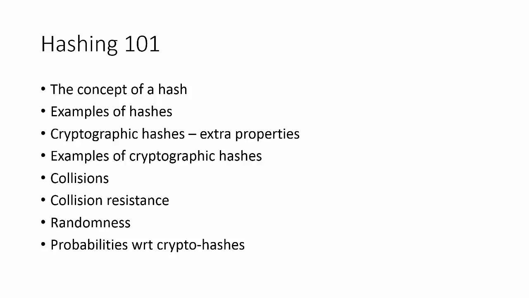Next we look at the concept of a collision in relation to hashing. Collision resistance is what we need from the crypto hash. We briefly look at the randomness of the crypto hashes. And we also look at some probabilistic properties of hashes.